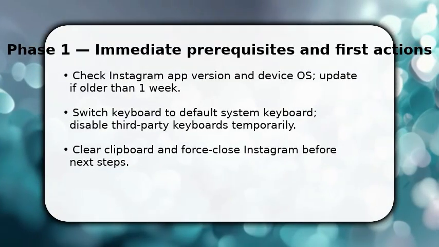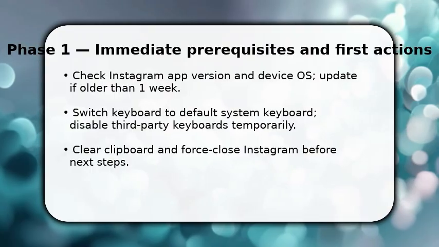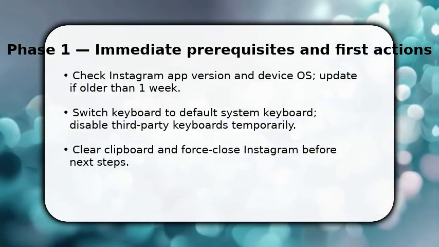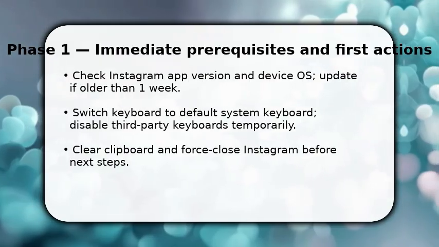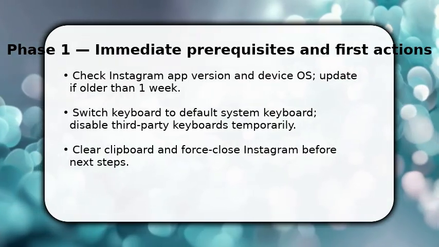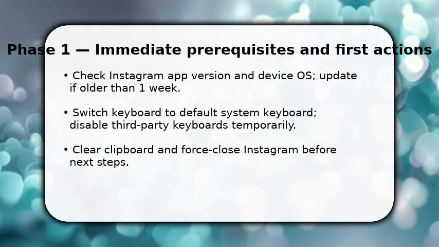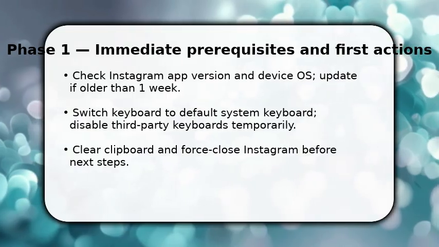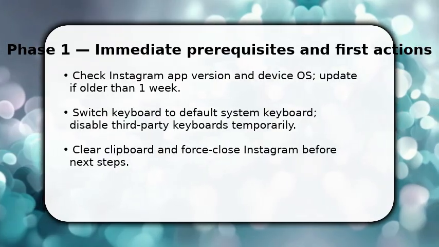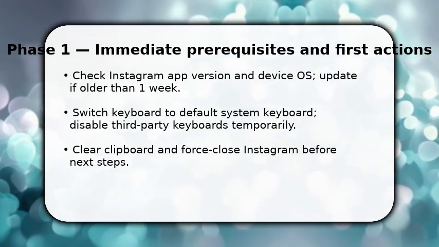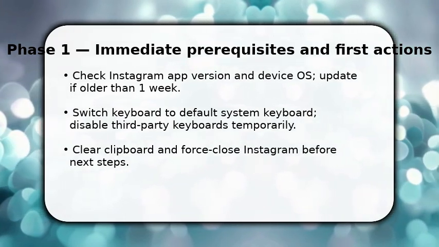You will begin by confirming two essentials. The Instagram app and your device OS are up to date, and a third-party keyboard isn't interfering. First, open the App Store or Play Store and install any pending Instagram updates. This resolves emoji mapping bugs at the source. Then, switch to the default system keyboard, because custom keyboards often send unsupported glyphs as boxes. Once done, clear your clipboard and force close Instagram, so changes take effect immediately.